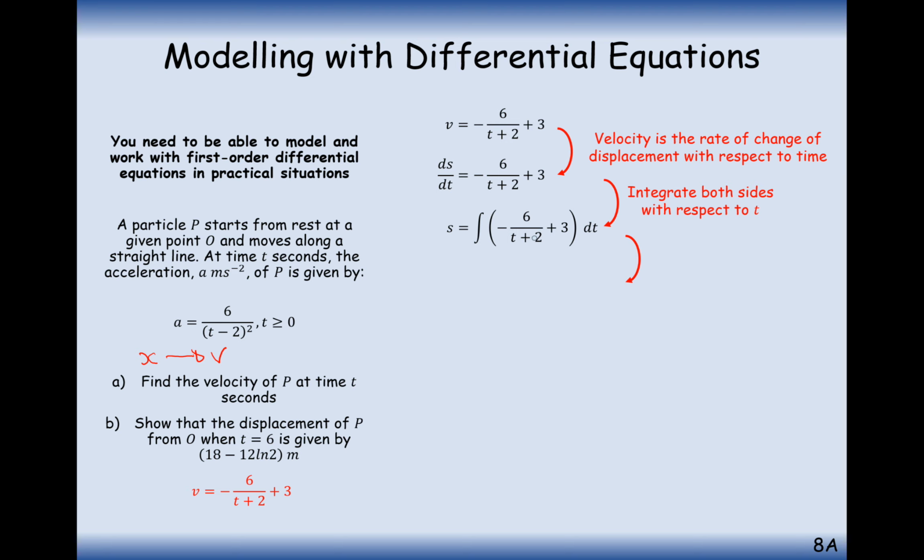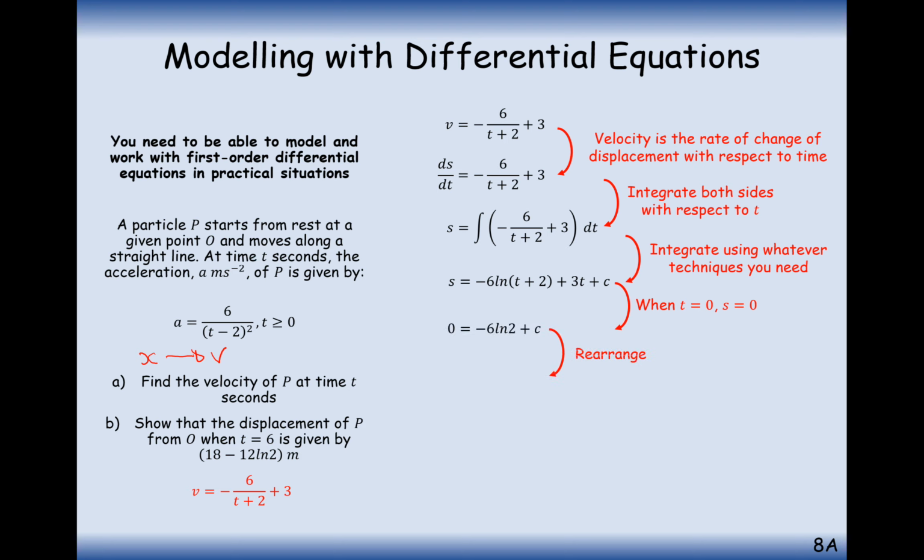Inside this integral is going to be a ln integral, because if you differentiate the bottom you get 1, so it's going to be 6 times ln of the bottom. And then we can plug in t equals 0, s equals 0, because at the given point O it moves along a straight line at the start. So that's how we know that t equals 0, s equals 0. So we now know that c equals 6 ln 2. This is a new c for this part of the question, part B.